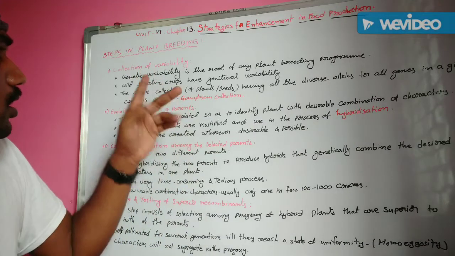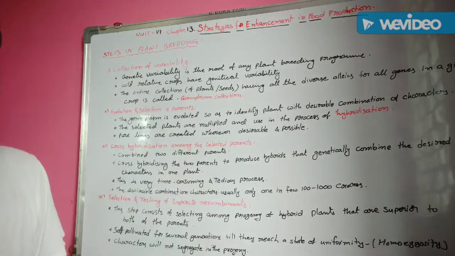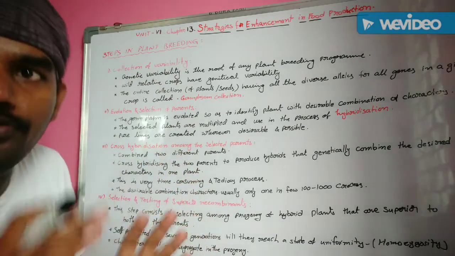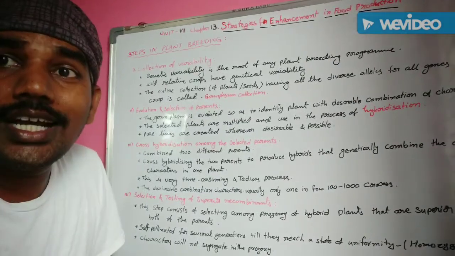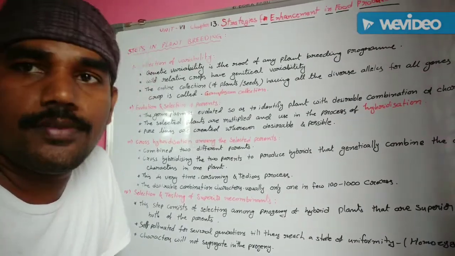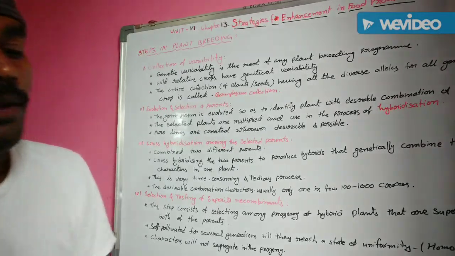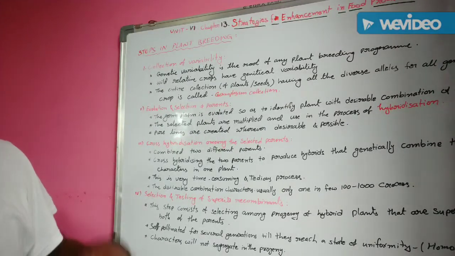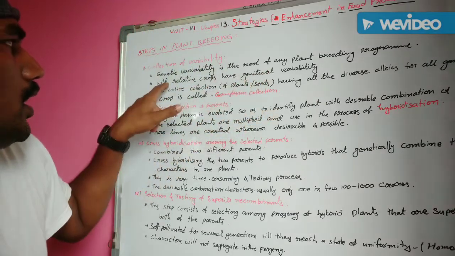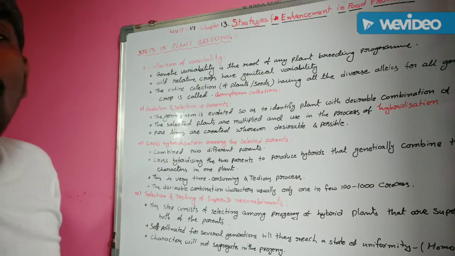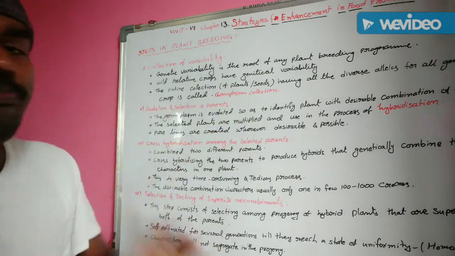In this collection of variability, the first initial step is collection and preservation. We collect different types of variability in plants and also preserve them. In this way, we collect and preserve all the different types of wild varieties. This phenomenon is known as germplasm collection.